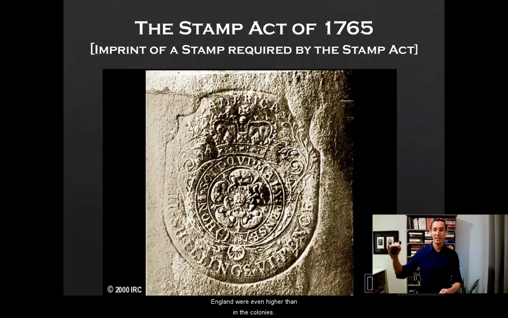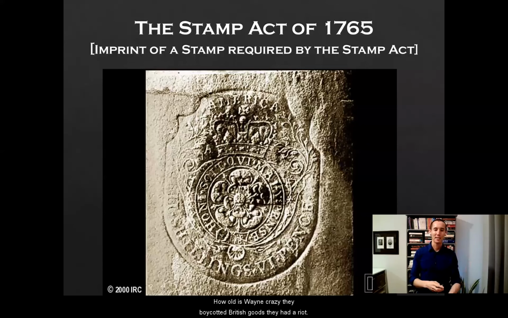the rates in England were even higher than in the colonies. So this was not something that the British were just arbitrarily doing to oppress the colonies. They already have one in England with higher rates than the ones in the colonies. And yet the colonists went absolutely nuts. Colonists went crazy. They boycotted British goods.